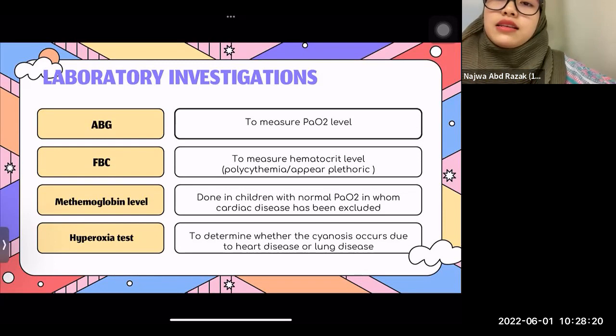The hyperoxia test is done to determine whether the cyanosis is due to a cardiac cause or lung disease. The child will be given 100% oxygen for 10 minutes. Then ABG will be sent to observe the partial pressure of oxygen. If it remains low, it is more likely a cardiac cause. But if it is significantly high, it suggests more of lung disease.